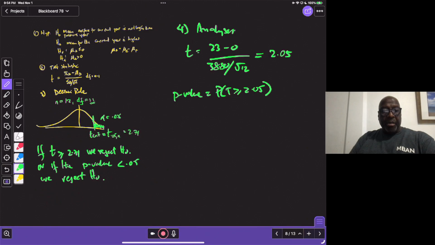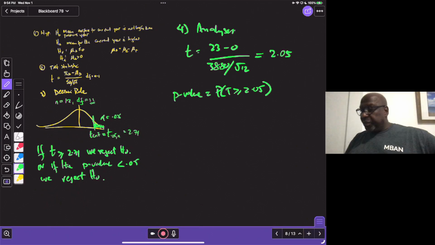Just give me 1 minute here, let me just make sure I got the right value. Right tail, 11 degrees of freedom. 0.03. Okay, so I'm just making sure that my alpha value is 5%. So there we go.